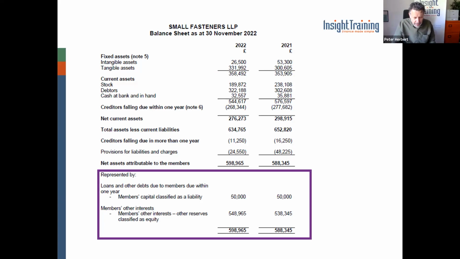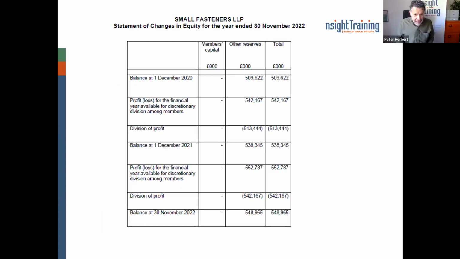As we said, no requirement for a cash flow statement for an LLP. We do have the recommendation on the part of the FRC to include a statement of changes in equity. And yes, in terms of the LLP balance sheet, we've got loans and other debts due to members and members' equity in the bottom half of the LLP balance sheet. It's the equity element that you would include within your statement of changes in equity, as we see here on this slide. Okay, so that's our primary statements.